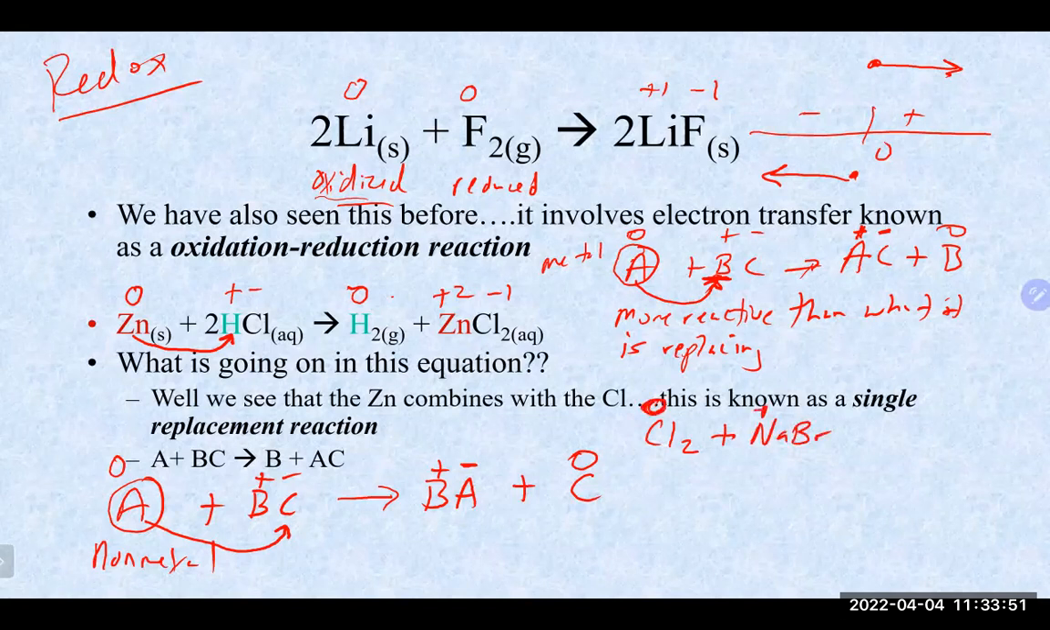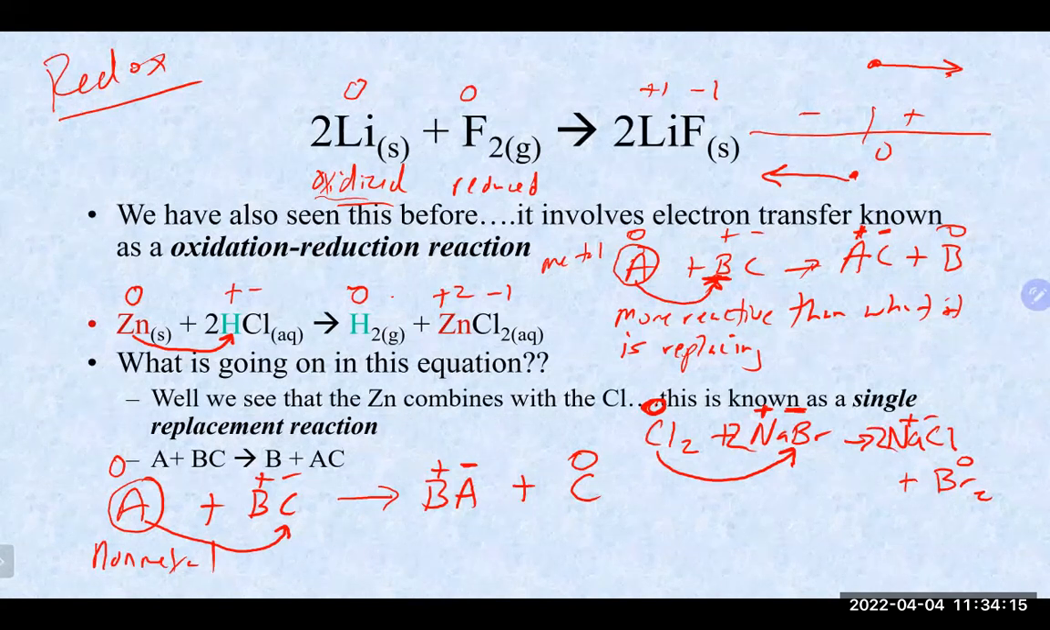That is a positive, that is a negative. This guy is then going to go in and kick out the bromine here. It's going to make a new ionic compound, which is NaCl. And then the bromine will come out by itself with no charge. Again, positive and negative guy here. Probably should do a little balancing to be all correct. There we go. But this also is a single replacement reaction.